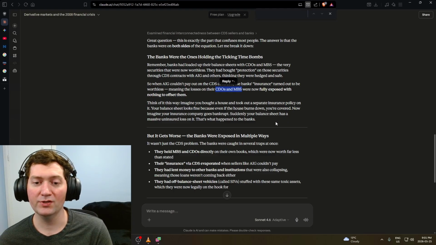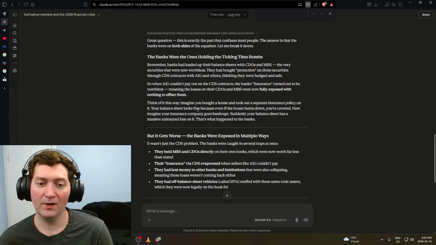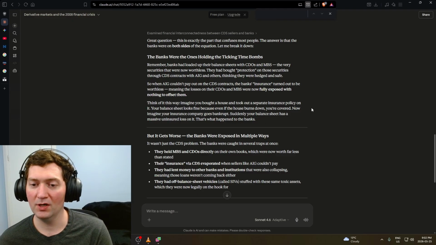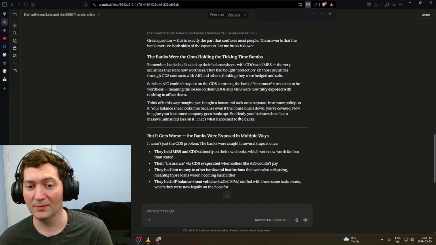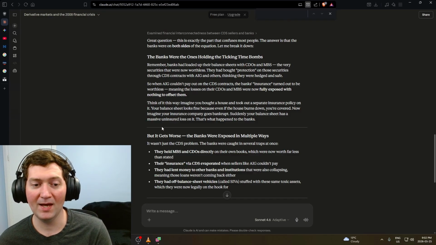Imagine you bought a house and took out a separate insurance policy on it. Your balance sheet looks fine because if the house burns down, you're covered. Now imagine your insurance company goes bankrupt. Suddenly your balance sheet has a massive uninsured loss on it. That's what happened to the banks.